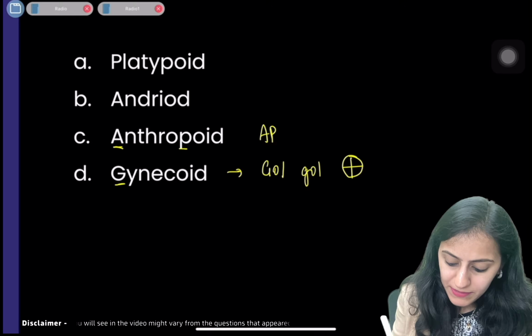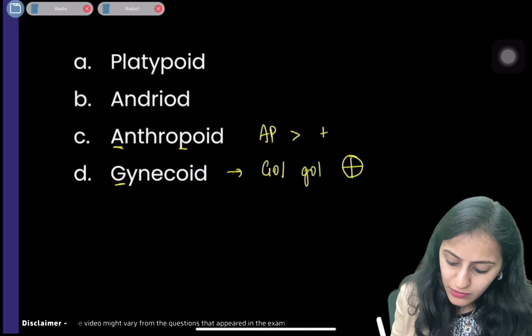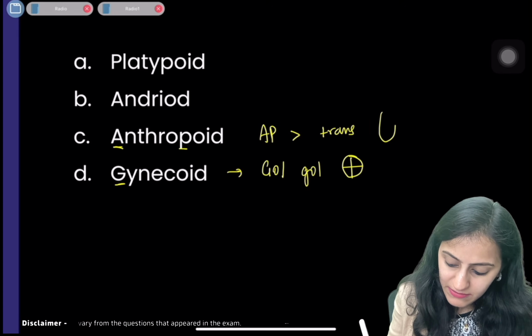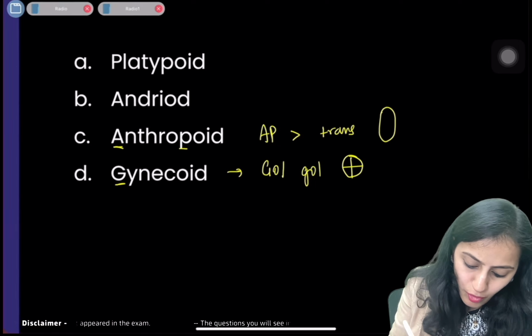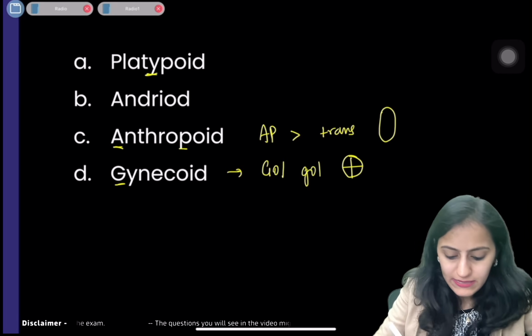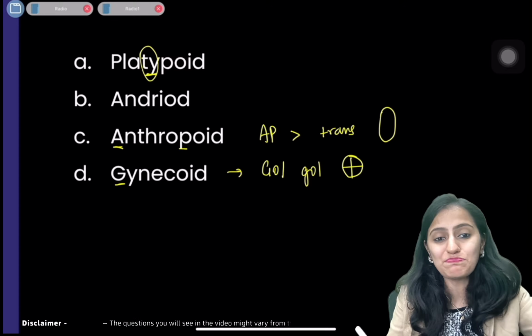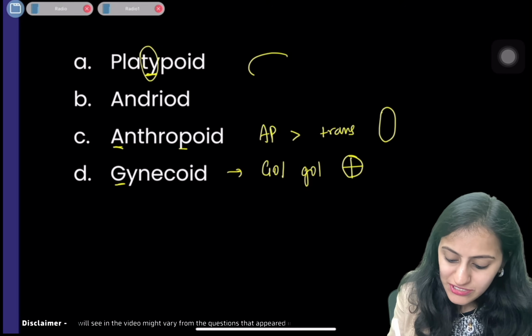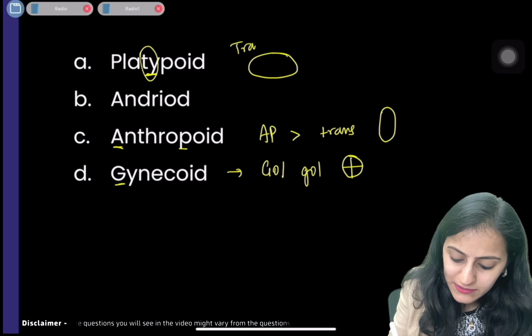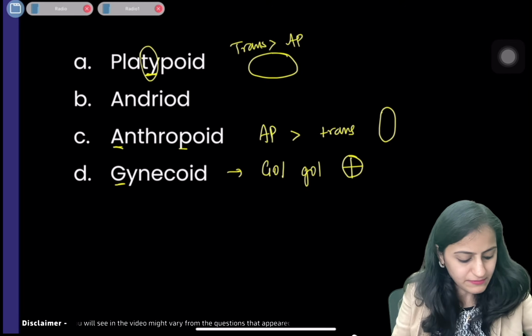Anthropoid is AP. So AP diameter is more than the transverse diameter. Anthropoid is like this. Platypoid, which has T prominent in its pronunciation. Platypoid. Platy is flat, which is transverse. T is transverse diameter more than the AP diameter.